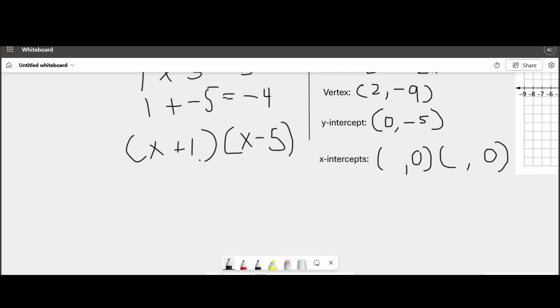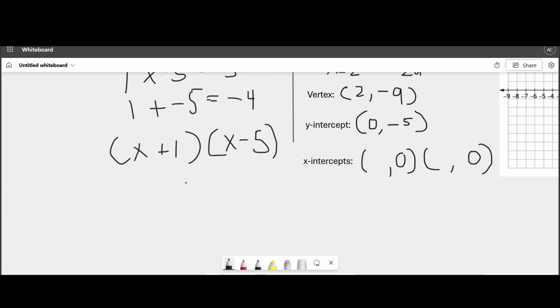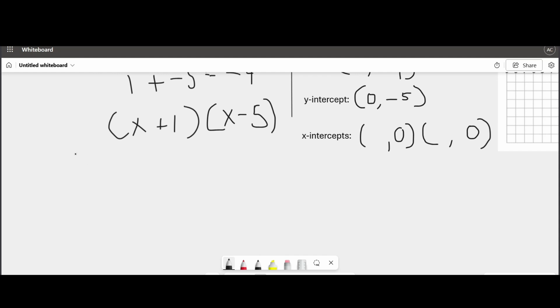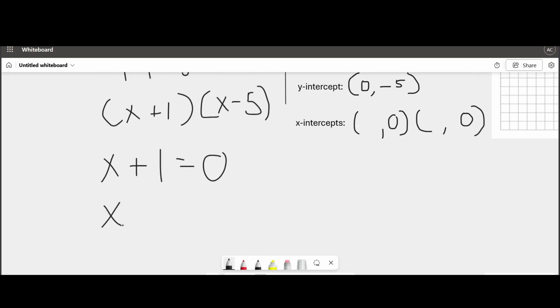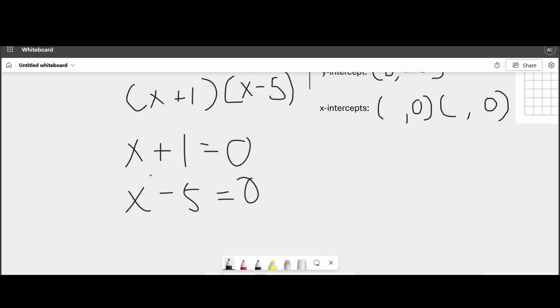So now we have to isolate our answers. Now we have to know what the x's are from these two parentheses. So we need to use the transposition method by doing this. Just have to write it down. X plus 1 equals 0. Just have to make the other side 0. Okay, so x minus 5 equals 0. Now we have to transpose them in order for us to get our x-intercepts.